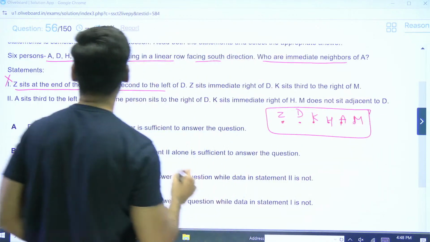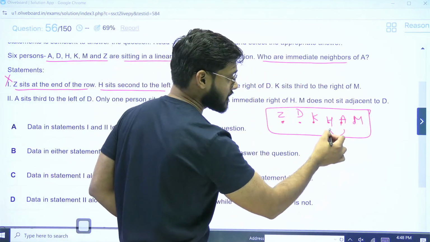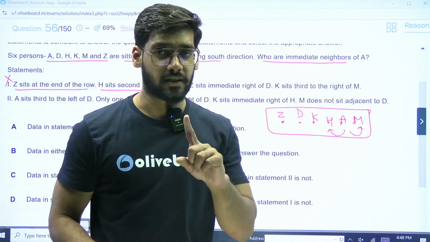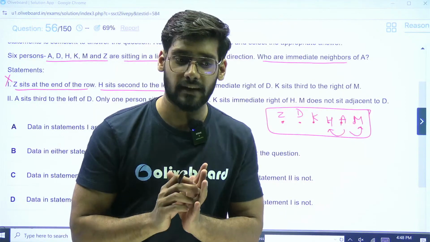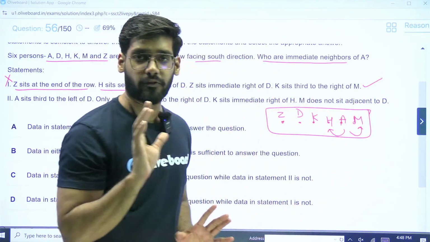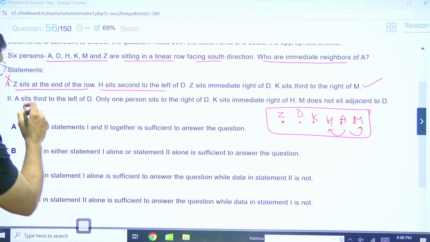What we need to tell? We need to answer who are the immediate neighbors of A. H and M are the immediate neighbors of A. So with the help of the first statement, we can get the answer. Right? So the first statement is required. Now let's solve the second statement as well.